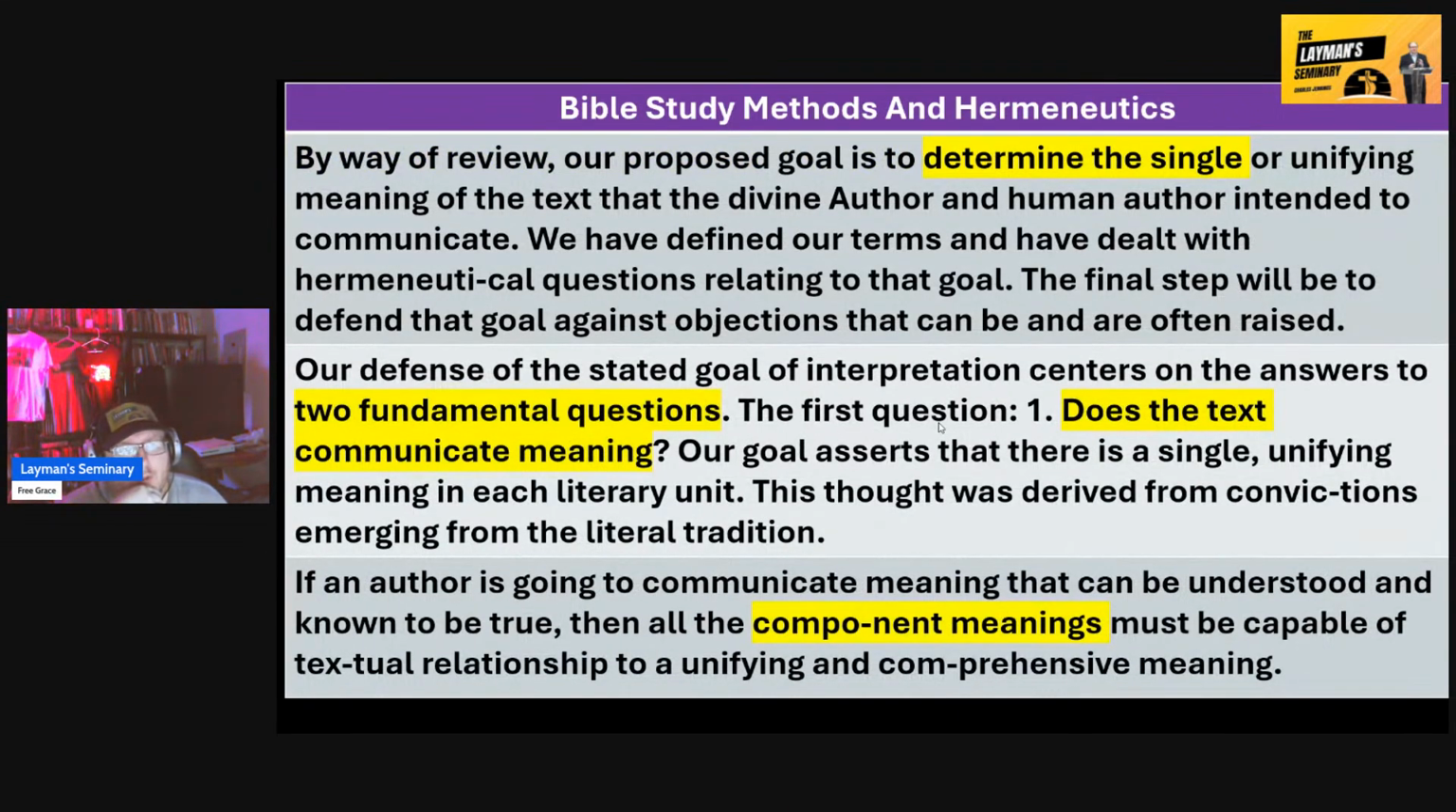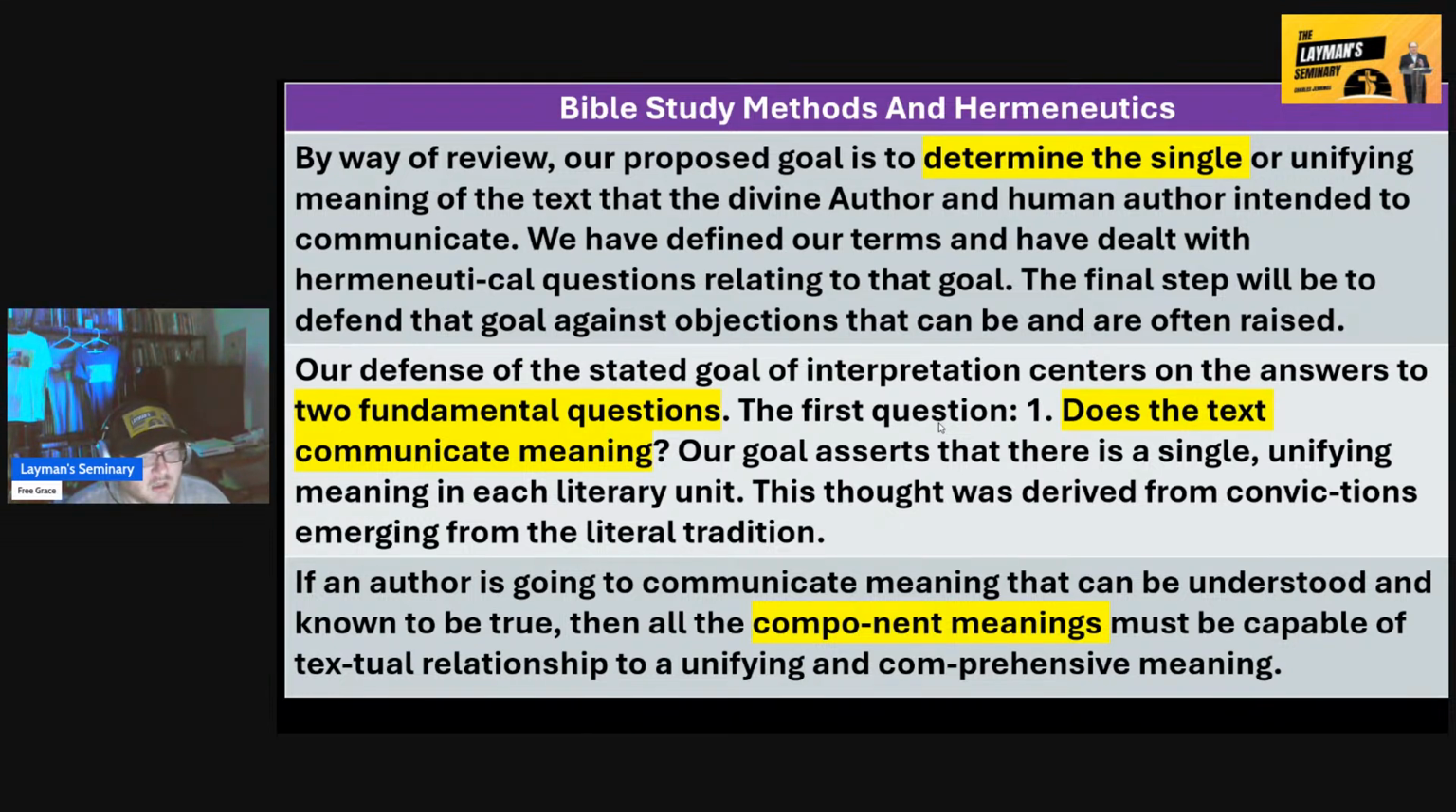By way of review, our proposed goal is to determine the single or unifying meaning of the text that the divine author and human author intended to communicate. We have defined our terms and have dealt with hermeneutical questions related to the goal. The final step will be to defend that goal against objections that can be and are often raised. Our defense centers on the answer to two fundamental questions. The first question: does the text communicate meaning?